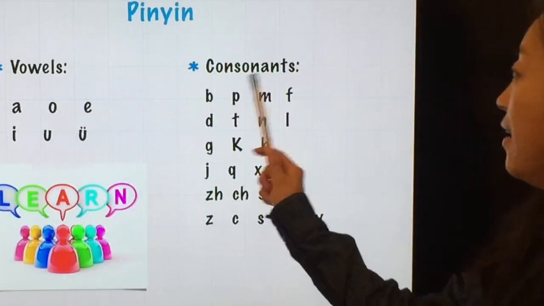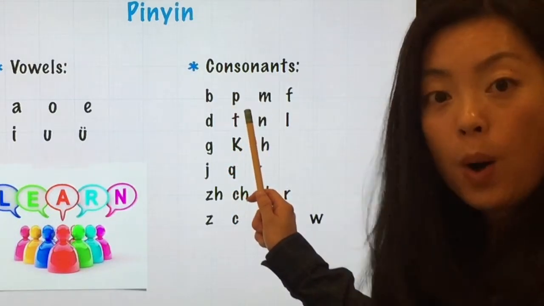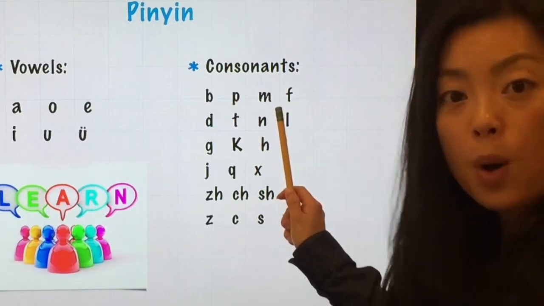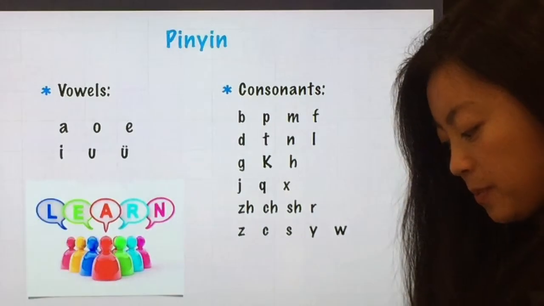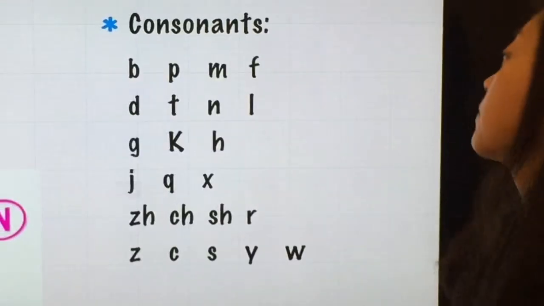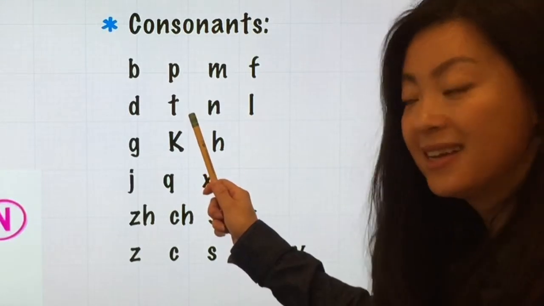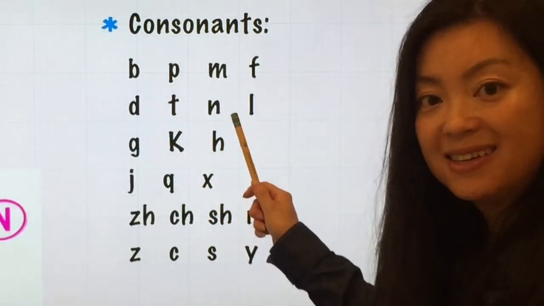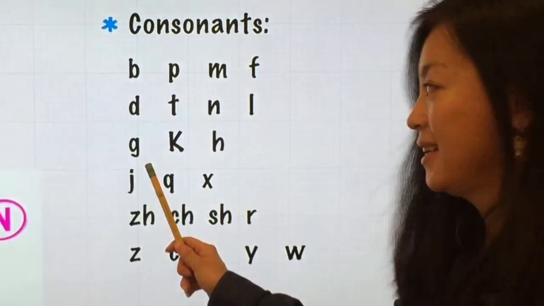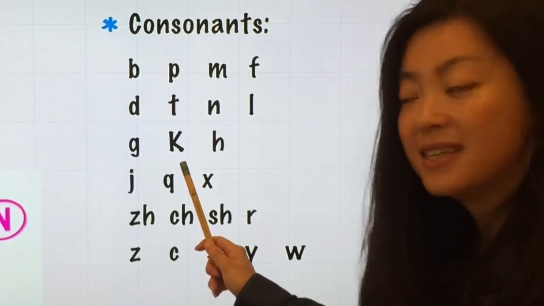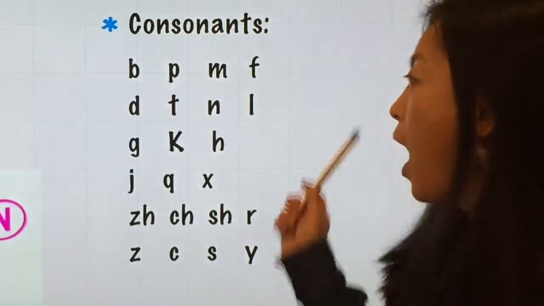Now let's learn how to read consonants. This letter, 波. 坡. 摸. 佛. 的. 科. 呢. 了. 个. 科. 呵. And I hope you know all those letters right now.